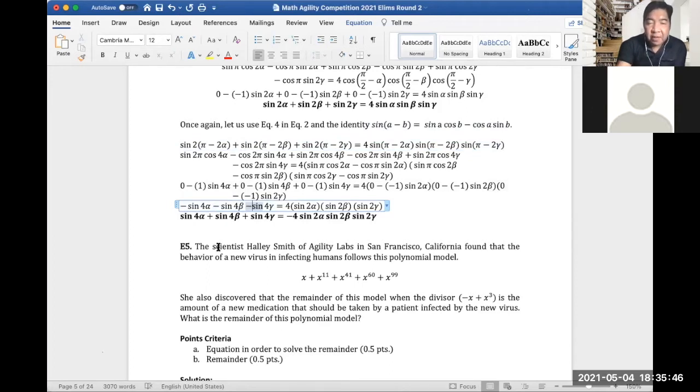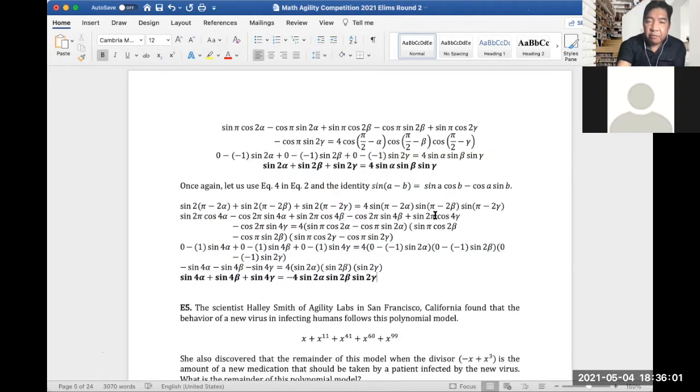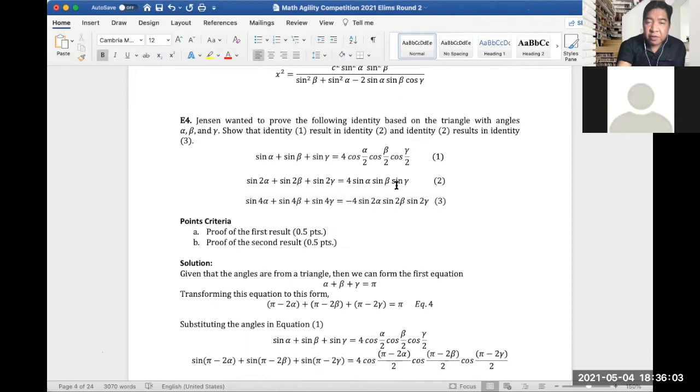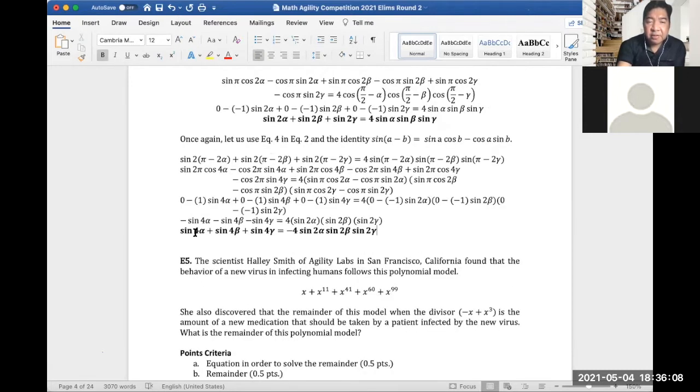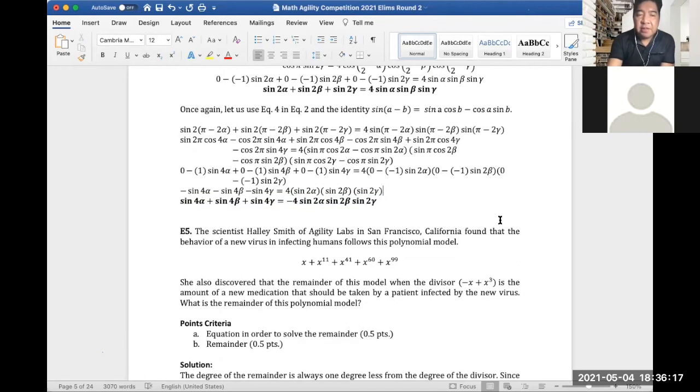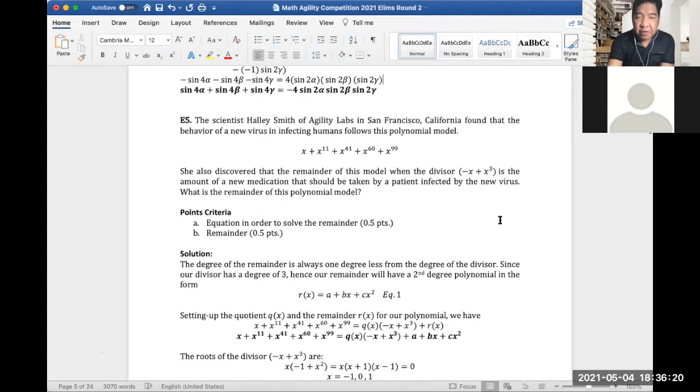So if we divide the left-hand side of the equation by negative 1, this would all turn out positive, and the right-hand side of the equation would be negative. So we have proven that equation 2 leads to equation 3 here, right? So that's already proven. If you have any questions, again, you can write down in our comment section below. Okay. So let's move to question number 5.